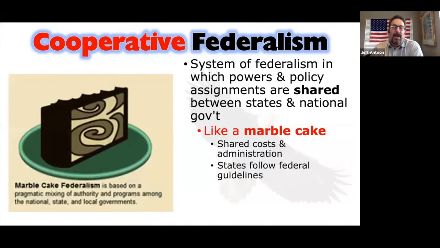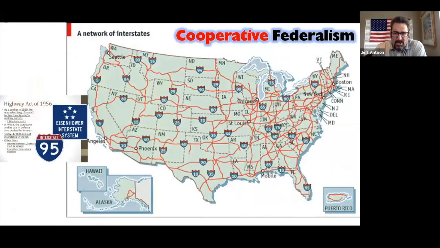And this is defined by a marble cake, where it's kind of swirled together. It's hard to tell who does what, because they share costs, they share administration, the states will follow federal guidelines. The Interstate Highway Act is a good cooperative example, and I'll show you that in a second. And this was from the 1930s, the Great Depression, through 1980, when we had the rise of the conservative values with Reagan and George H.W. Bush.